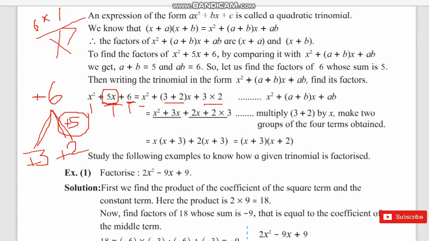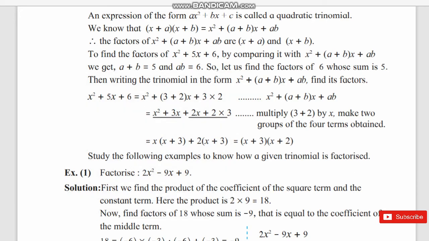So we write it by splitting the term. Let us see what we get. We split the middle term as 3x plus 2x, and 3 into 2. Now what can we write here? x square plus 3x, x square plus 2x, and 3 into 2 is equal to 6. Now we write the 3 terms as 4 terms.